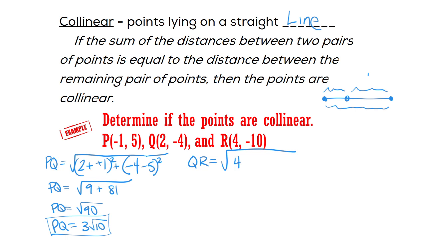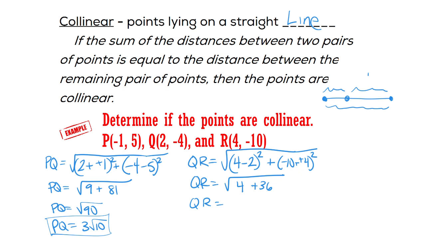So it's going to be 4 minus 2, that's x minus x squared, plus, and now let's do the y's, negative 10 minus negative 4 squared. All right, let's see what that cleans up to. This is a 2 squared. This one over here ends up being a negative 6 squared. So then I end up at the square root of 40, which reduces to 2 root 10.